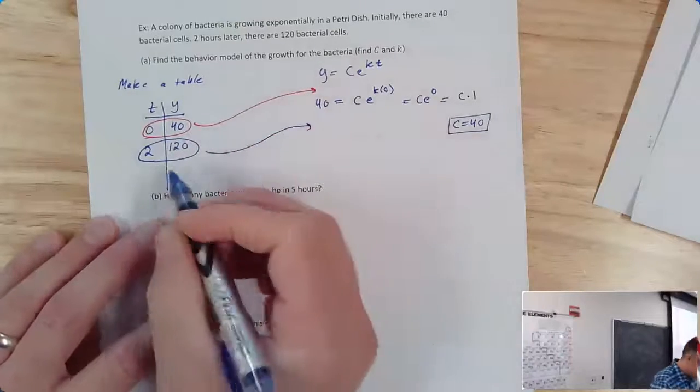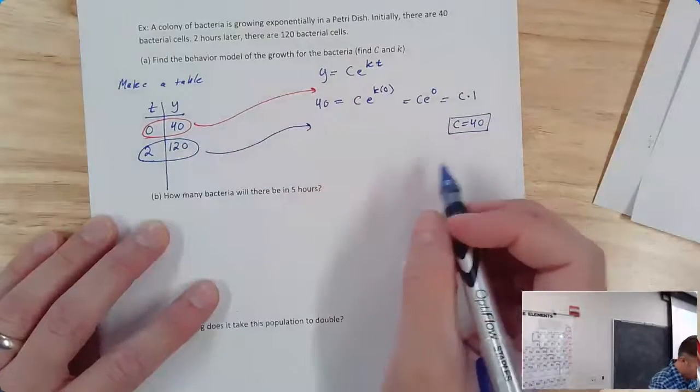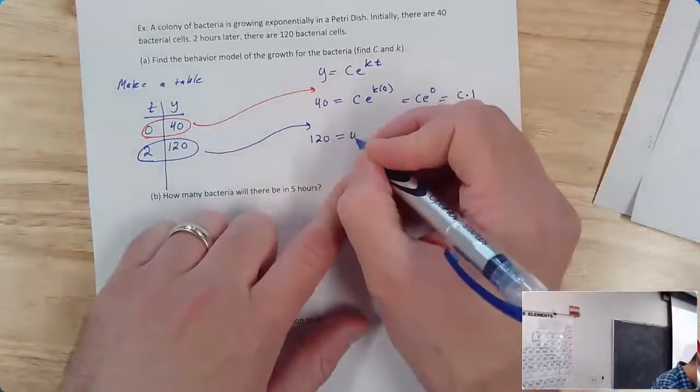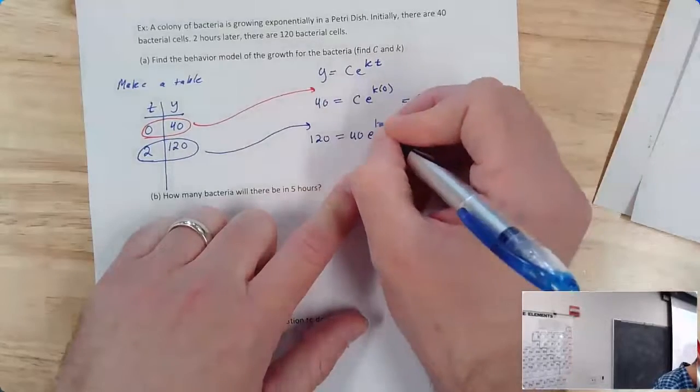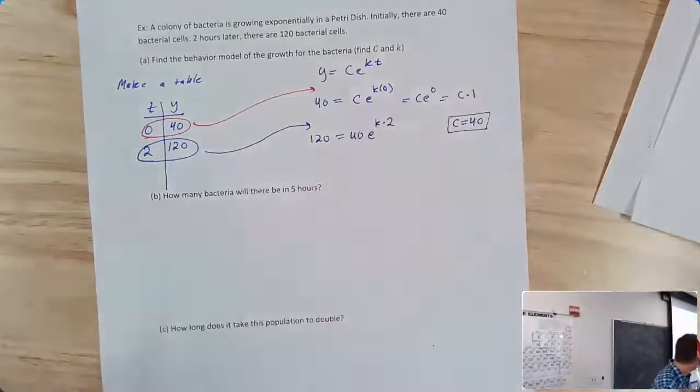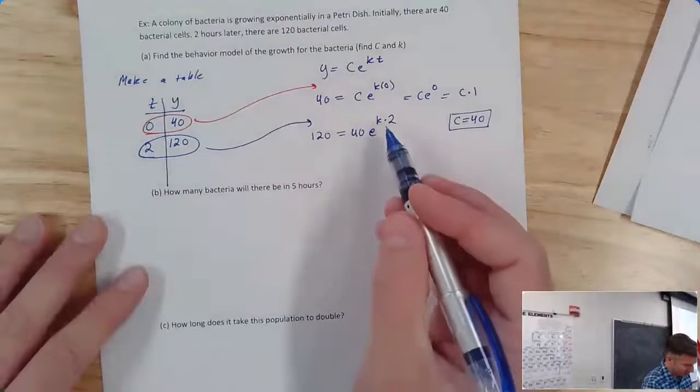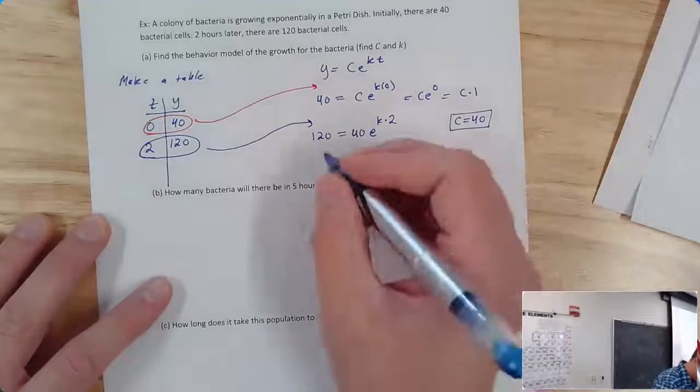I'm going to plug in this data. Also, I'm going to plug in C equal to 40. So I'm going to have 120 equal to 40 times e to the K times 2. And now our job is to solve for K. This is very much like solving for T in the exponential growth problems we were doing last class with the, oh my gosh, the interest. So it's very much like solving for something in the exponent. We're going to do the same thing we did last time, which is try and solve for this by first getting rid of 40. So divide both sides by 40.